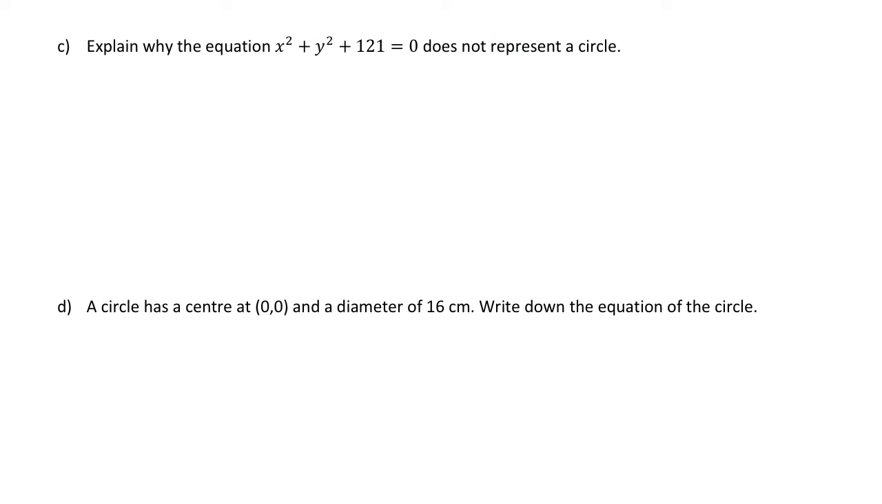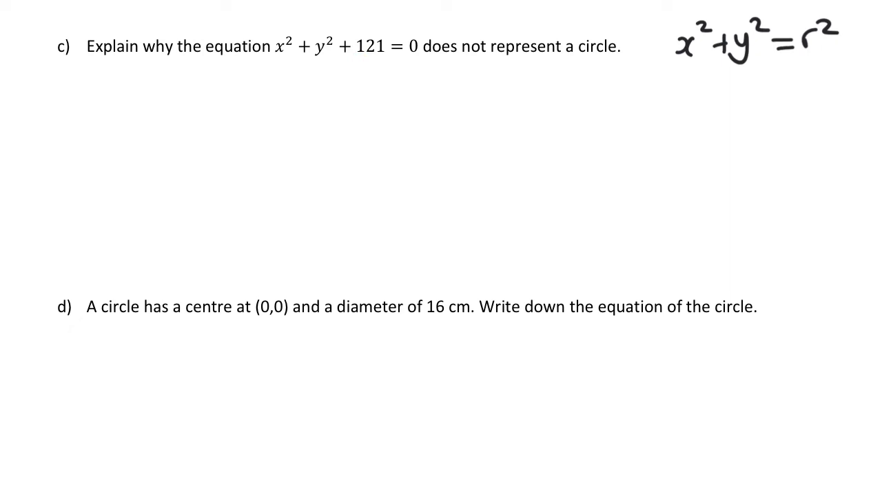So a few more examples. Explain why x squared plus y squared plus 121 equals 0 does not represent a circle. So let's look at that. For the circle, it has to be x squared plus y squared equals r squared. And this equation is not in that form because there's a number on the left-hand side.